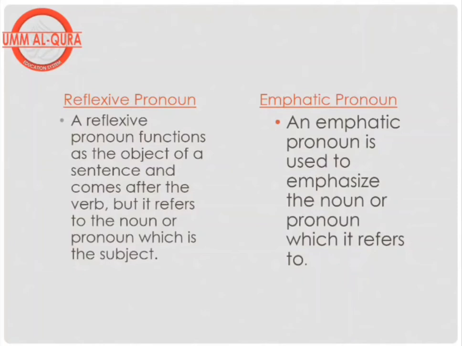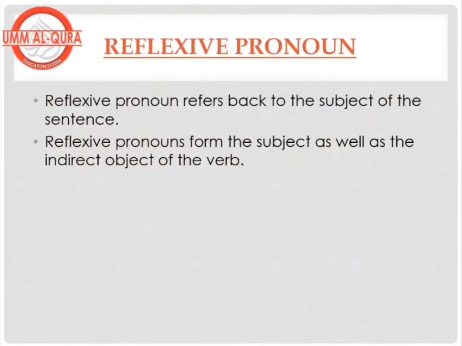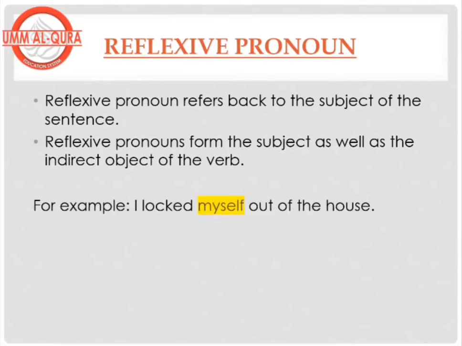Now let's discuss reflexive pronoun in detail. Reflexive pronoun refers back to the subject of the sentence and it forms the subject as well as the indirect object of the verb. For example, I locked myself out of the house. Now myself over here is the reflexive pronoun for the subject I.